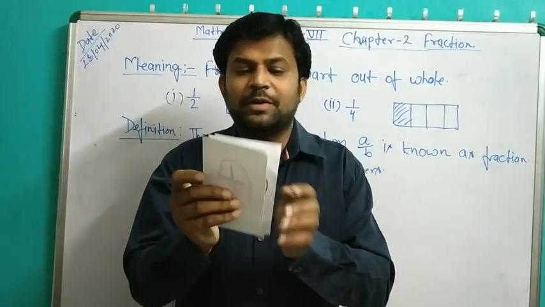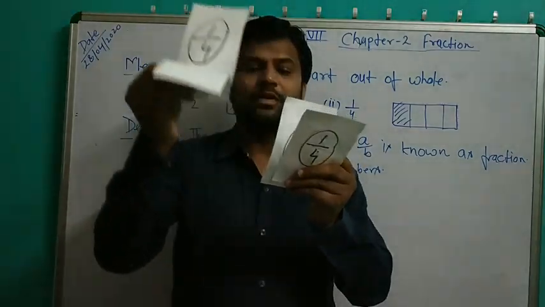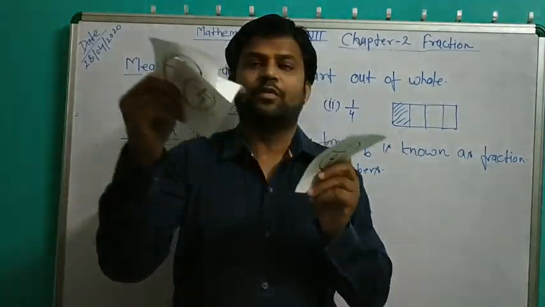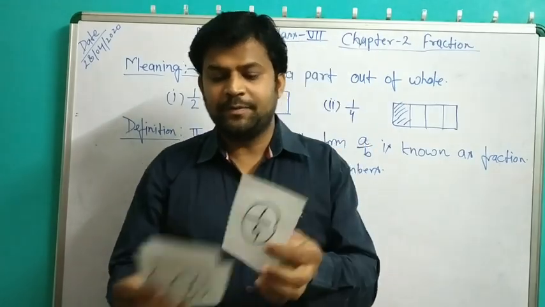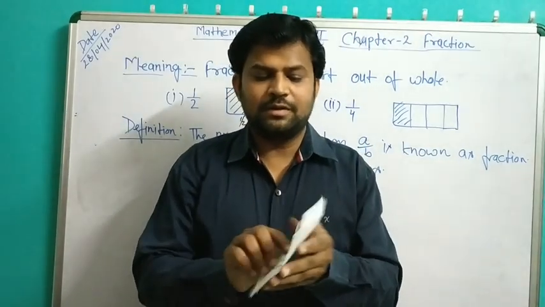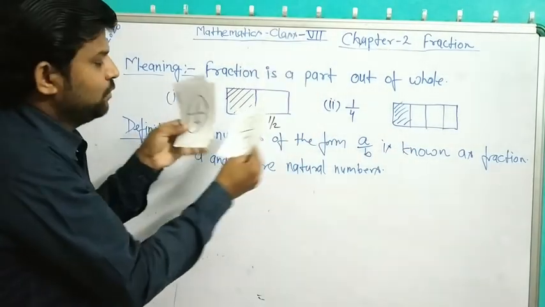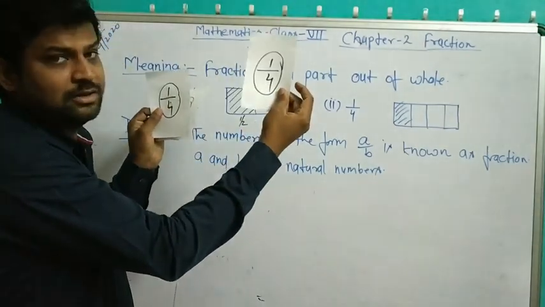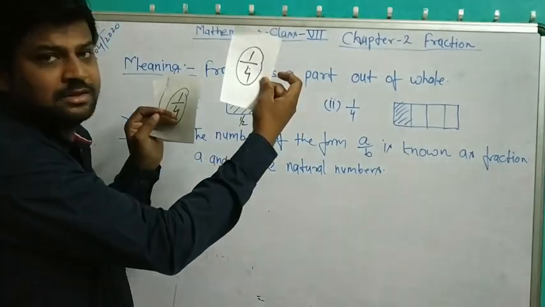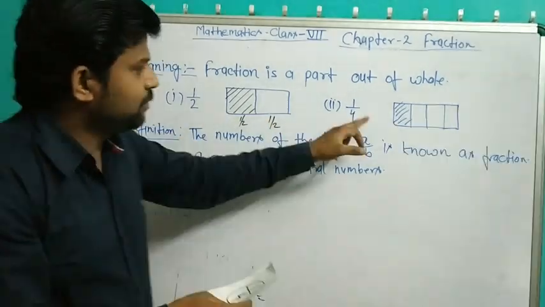It means the value of every part is 1 upon 4, one part out of four parts. This part is 1 upon 4, this part is also 1 upon 4, this is also 1 upon 4, and this is also 1 upon 4.